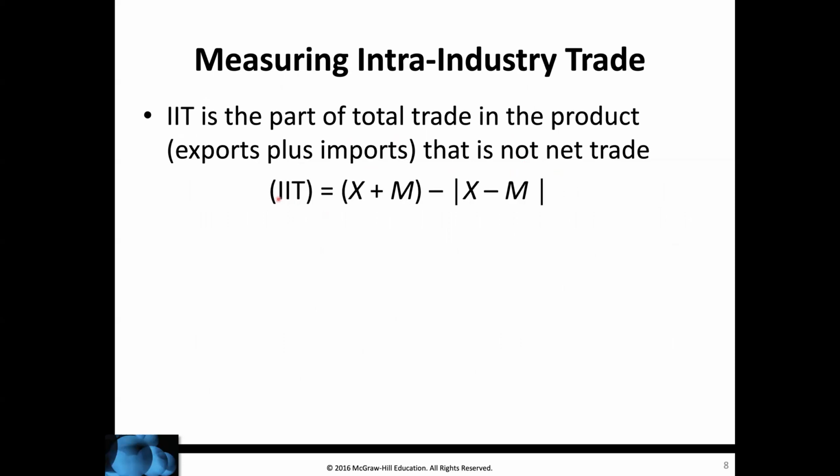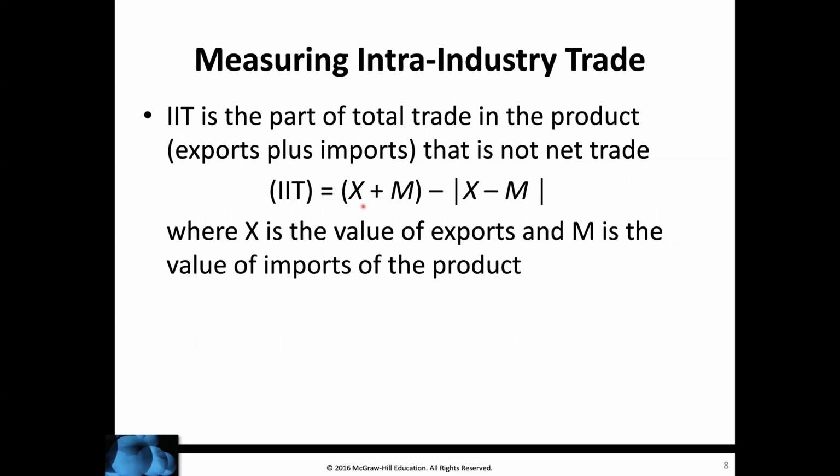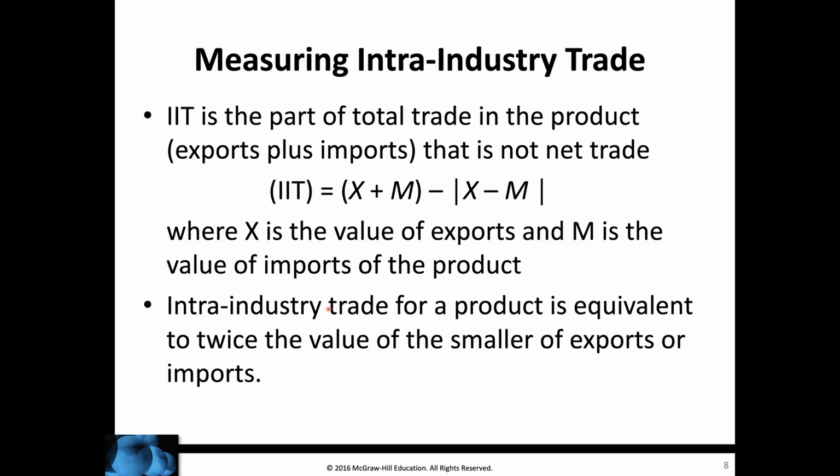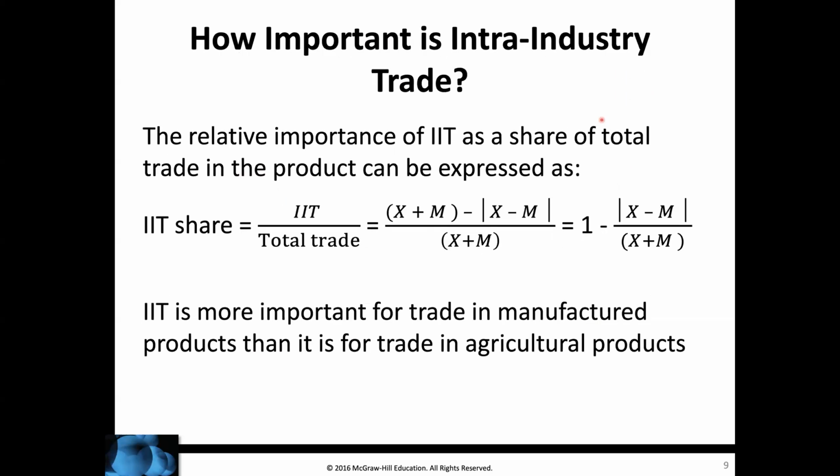So here's the formula. IIT equals X plus M minus the absolute value of X minus M. X is the value of exports, and M is the value of imports of the product. So intra-industry trade for a product is equivalent to twice the value of the smaller of exports or imports. We'll look at this formula, and we'll look at how we can calculate intra-industry trade, and then we'll discuss why it might be important.